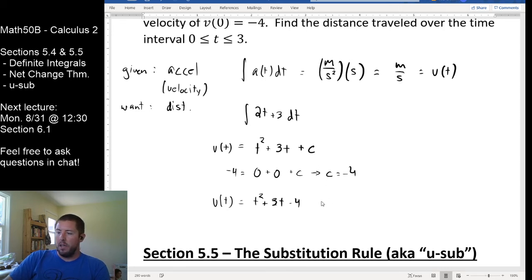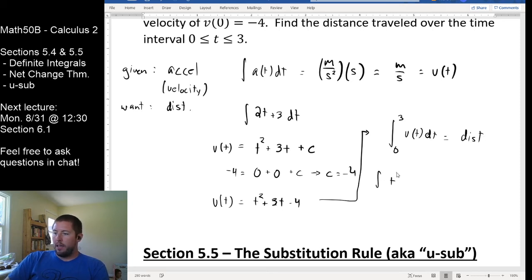a definite integral. So now I'm going to take our velocity information here and say, let's figure out how much change was accumulated from time 0 to time 3. So this should now give us our distance over the first 3 seconds of this particle's travel. I can now go ahead and integrate my t squared plus 3t minus 4 from t equals 0 to t equals 3. And by the way, notice that this is the last problem from the section in section 5.5.